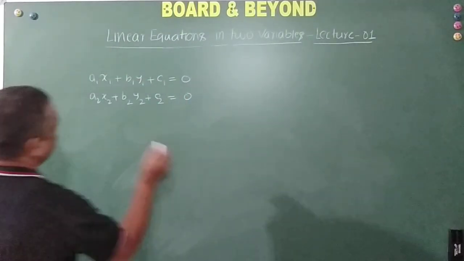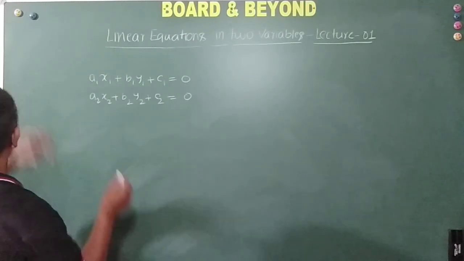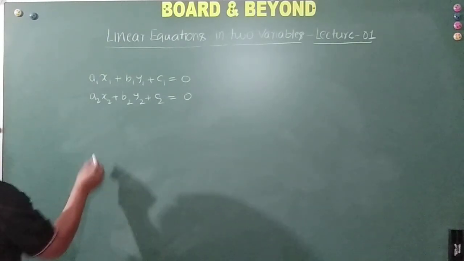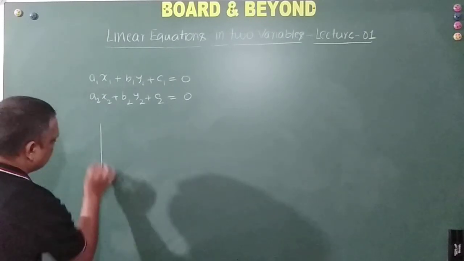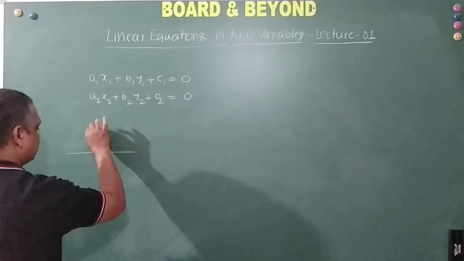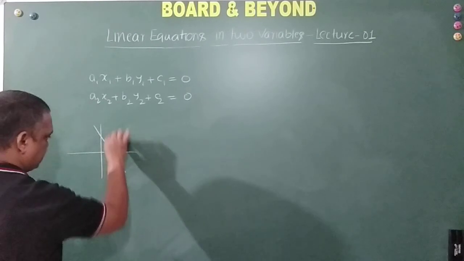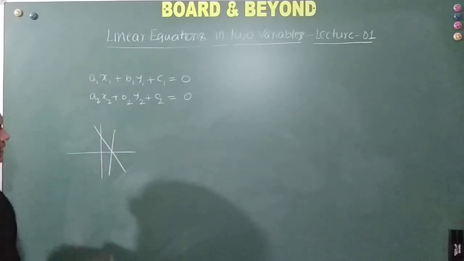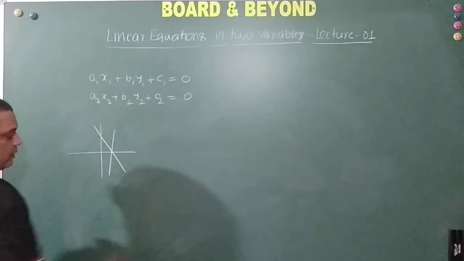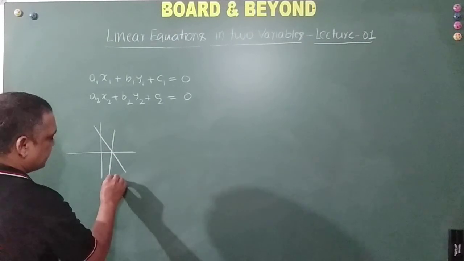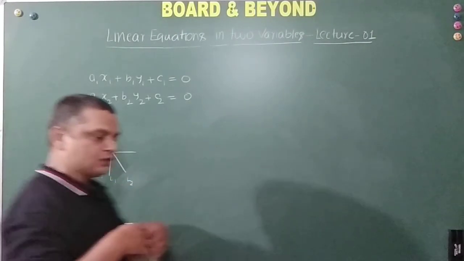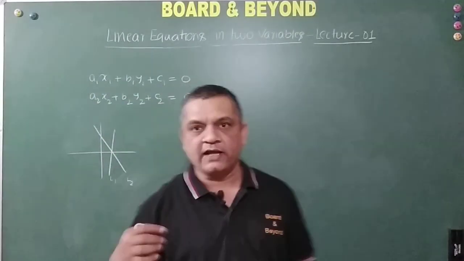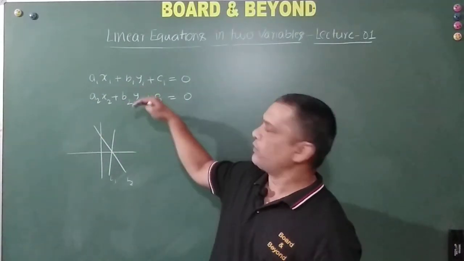So see, there are three cases which can arise. One case is when we are plotting this on a graph. So we can get a graph like this and this, let us say, and it meets here. So that means if this is L1 and this is L2, L1 and L2 are the lines represented by these two equations, right?